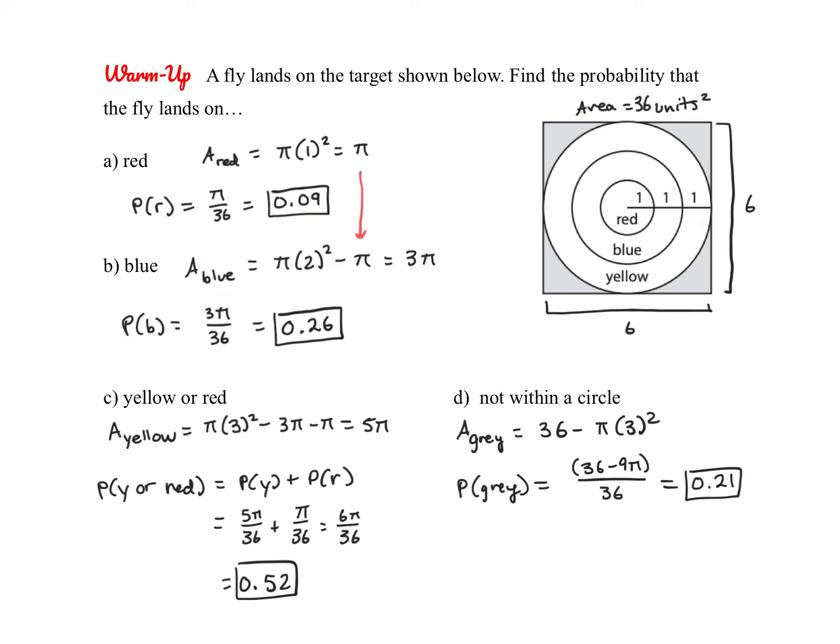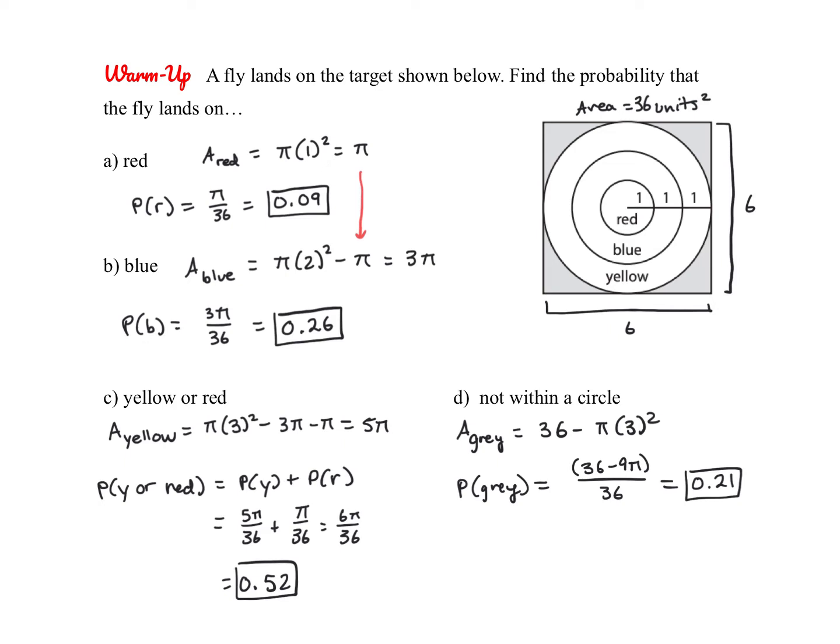Find the area of blue, just be careful. The radius of the entire circle is 2, but again, we just want this ring, so we have to subtract away the red. So the area is 3 pi, so 3 pi over 36. And then for yellow or red, so remember we're going to do the probability of the yellow plus the probability of the red. So we have probability of the red from above. And then for yellow, again, the radius is 3, but we have to take away the red and the blue, so the area is 5 pi. So 5 pi over 36 plus pi over 36 would give us our probability.